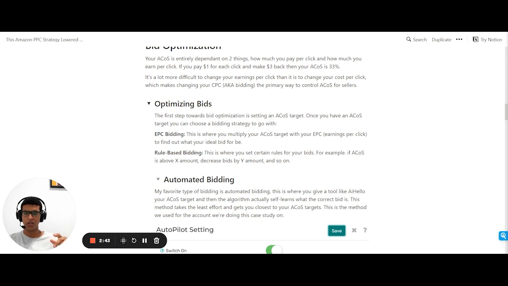There are a couple of issues with this. Number one is that your earnings per click are always changing. Number two, you get your ideal CPC, not your ideal bid. A $1 CPC could mean anywhere from a 25-cent bid to a $1.50 bid, right? Because you can bid $1.50 and get a $1 CPC, and you can also bid 50 cents and get a $1 CPC. But it still does work to a certain extent, and it's a good option, especially if you're new to PPC.